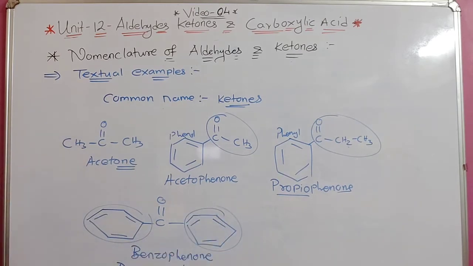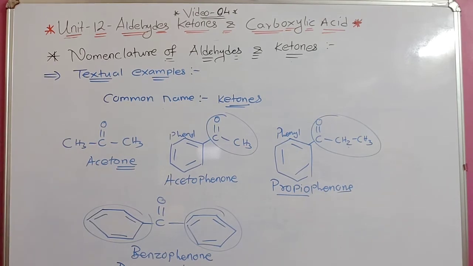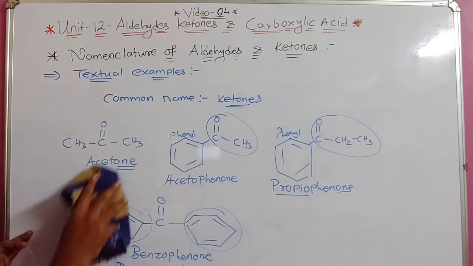Understood this part? So these are the 4 examples for common names of ketones and 3 examples for common names of aldehydes. Now we will discuss the IUPAC names which are given in your book. But before going to the IUPAC names, a few cyclic structures are there that we will discuss first.